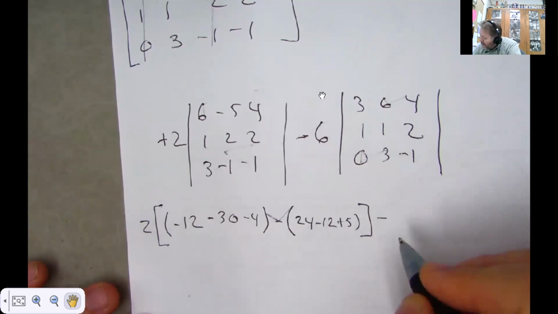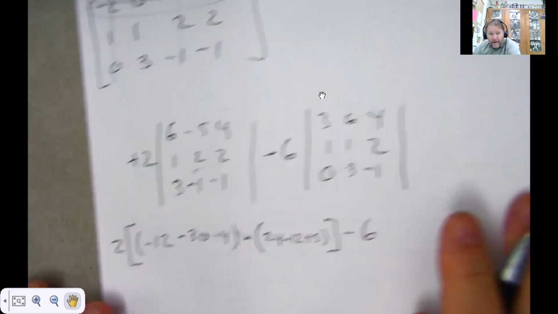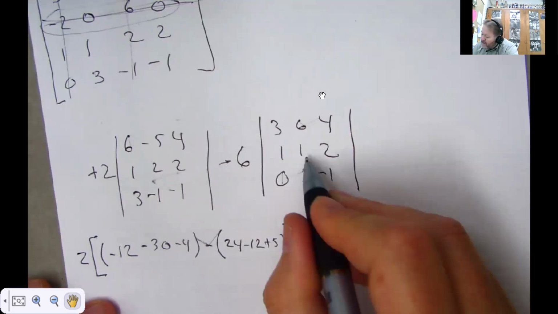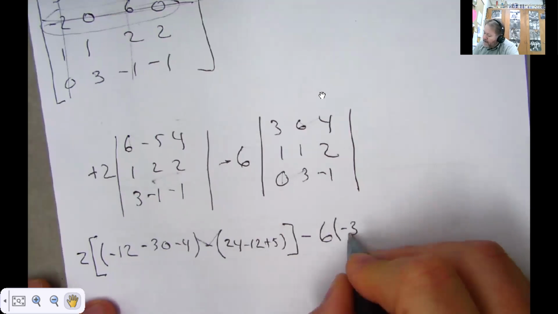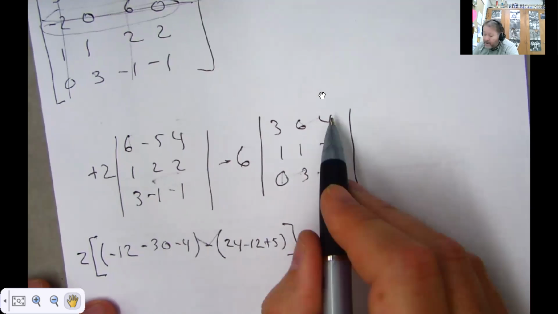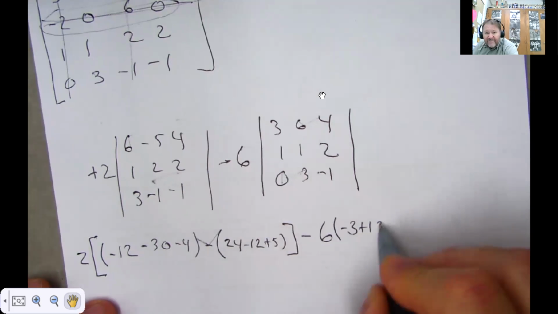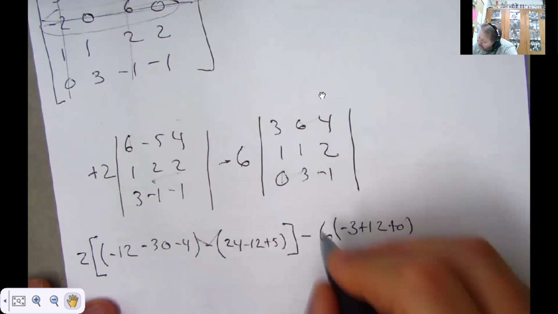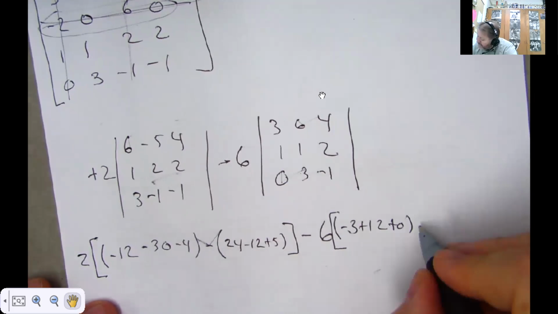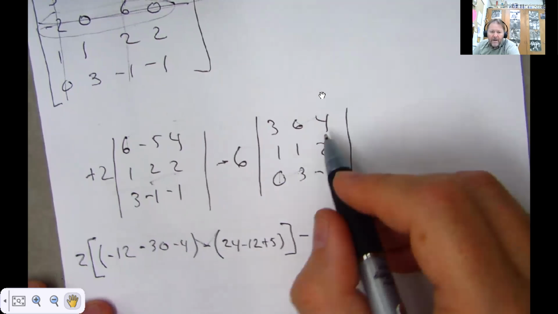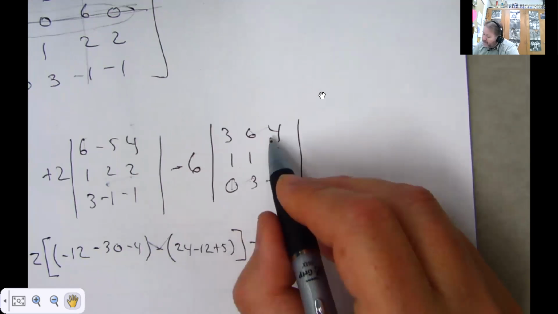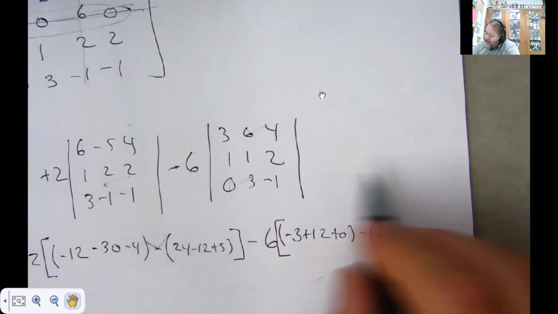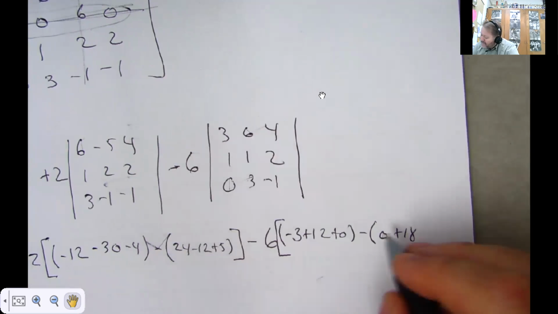Minus 6 times. Now we're going to go 3 at a time downhill, which would be 3 times 1 times negative 1. It would be 1 times 3 times 4. It'd be 6 times 2 times 0. Yikes. Put that bracket there. Minus, now we're going to go uphill. 0 times 1 times 4 is 0. 3 times 2 times 3 is 18. And 1 times 6 times negative 1 is negative 6.